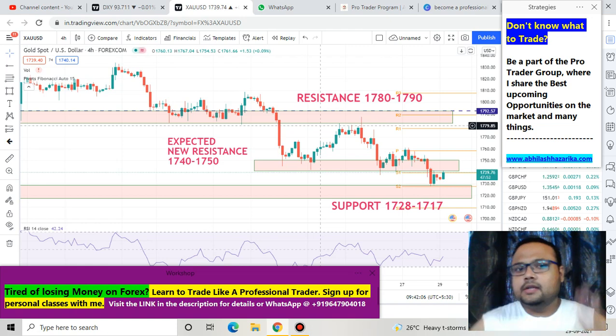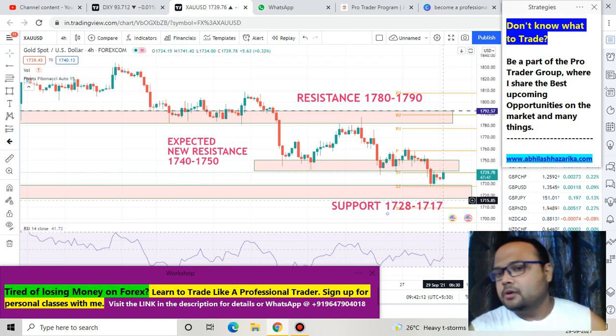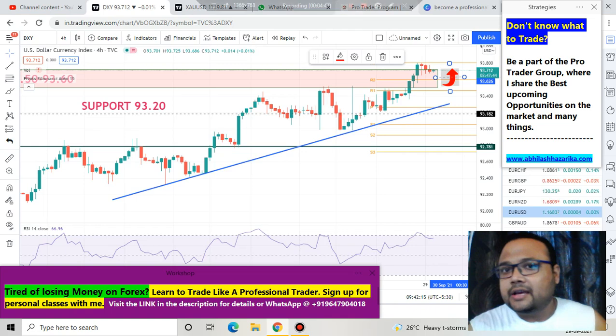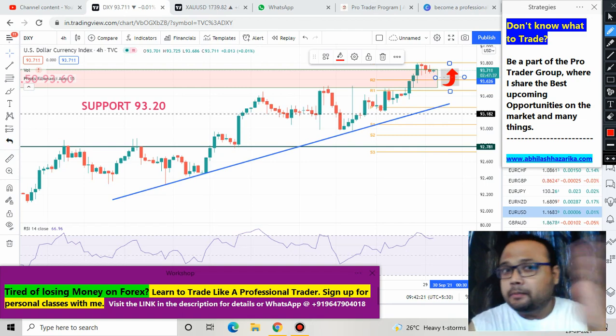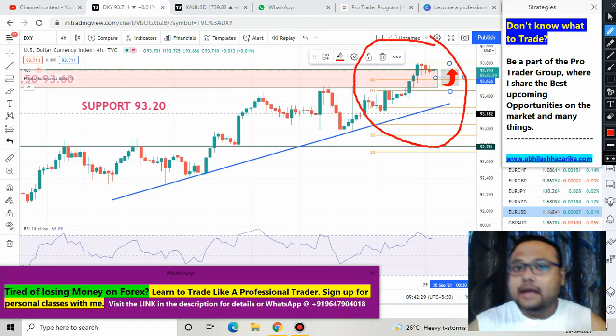So this is the new resistance. If the market reverses, then only short the market, and if the market bounces from the support, you can go for a buy. Most importantly, keep your eyes on the chart of DXY. If DXY again gets very bullish, then do not buy gold. If it breaks the support also, do not buy gold. Just keep your eyes on DXY and trade wisely.